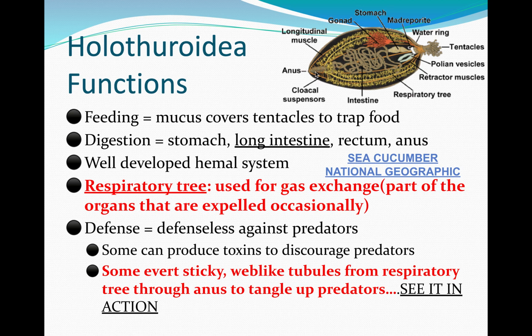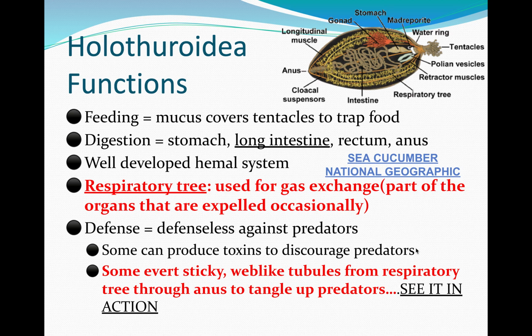They don't have a lot of defense mechanisms because they're really soft. Unlike other echinoderms, these animals don't have any hard parts. So what some can do is evert their sticky, web-like tubules from the respiratory tree, these right here, and expel them out of their anus. When they do that, it tangles up predators and confuses them, and then they usually leave the sea cucumber alone.